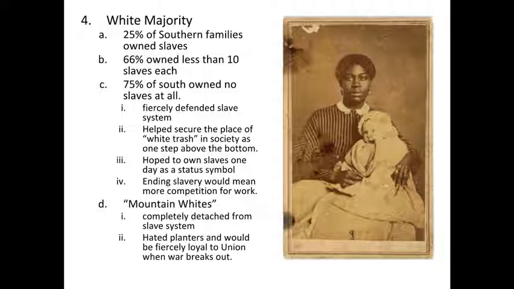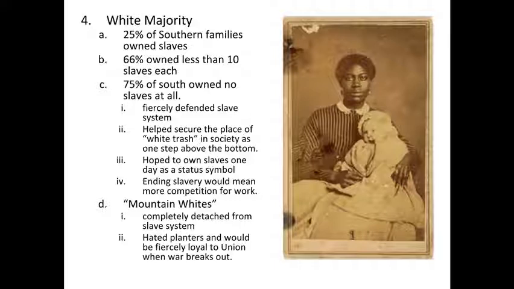And again, a lot of those people in that 25% owned a majority of the economy or had a lot of money. 66% own less than 10 slaves each. So again, that's the largely poor or lower class people who are in the South. 75% of the South owned no slaves at all. So again, a large percentage of those people in the South were poor, a very small percentage were rich. So those people fiercely defended the slavery system because, even though they didn't have slaves, they still benefited economically from the cotton that was being made.